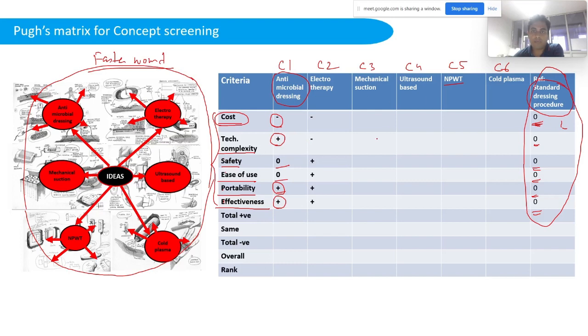Similarly, for every concept we can do the same thing. Wherever we find, compared to the standard reference, that this is a positive feature, we say positive. If it's a negative feature, we say negative. And then we add all the positives and negatives. So total positives here, one, two, three. Total same is like 2, so we do not actually count the same. Negative is 1, so overall it is actually 3 minus 1. This we do not consider, so this is 2.